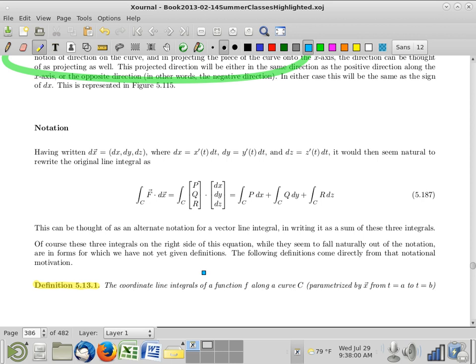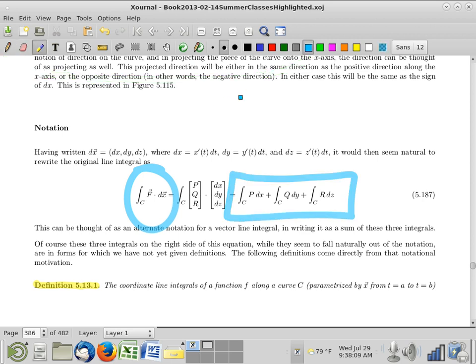It's not even all that rare to represent a vector line integral. Sometimes you'll see it written like that. So if you see that, just make sure to interpret appropriately that a sum of three integrals like this means that these integrands, P, Q, and R, are the individual components of the vector field F in a vector line integral. Does that make sense?